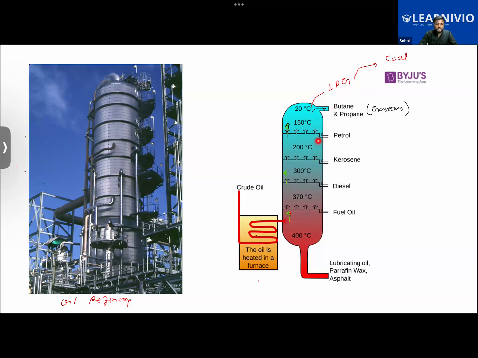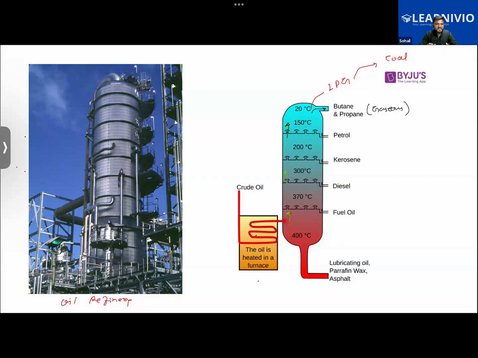Then the boiling point of petrol is 150 degrees Celsius. For kerosene, it is 200. For diesel, it is 300. And for fuel oil, it is 370 degrees Celsius. So petroleum is a mixture of different things, and all of them have different boiling points. Same as we were learning moments ago, in distillation, two or more liquids of different boiling points are separated. Here also, crude oil is a mixture of different liquids with different boiling points, so distillation will be done for that also.